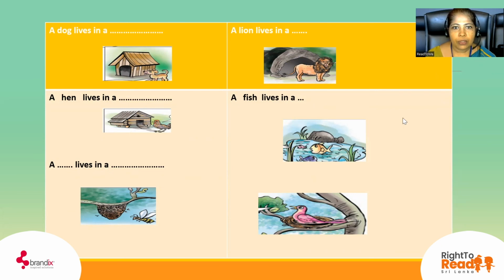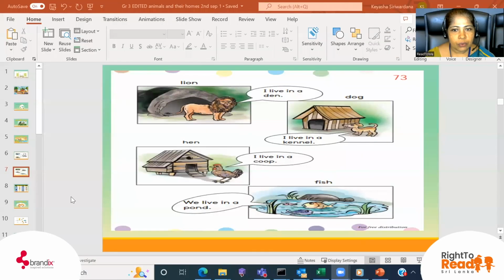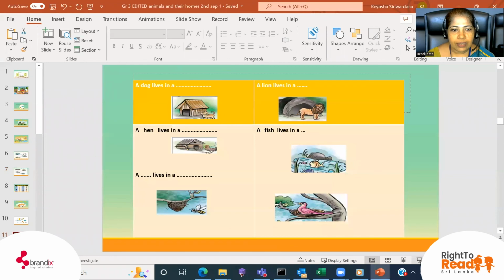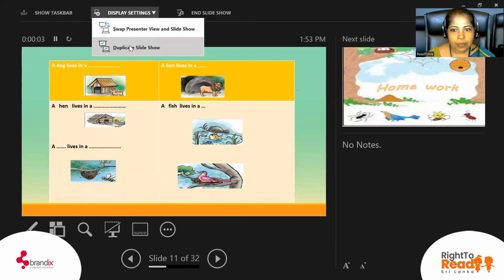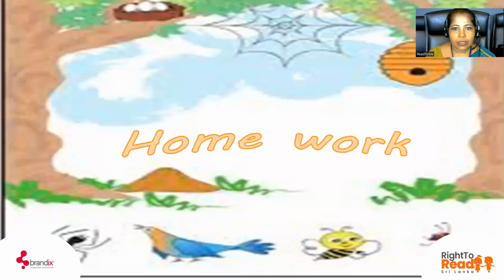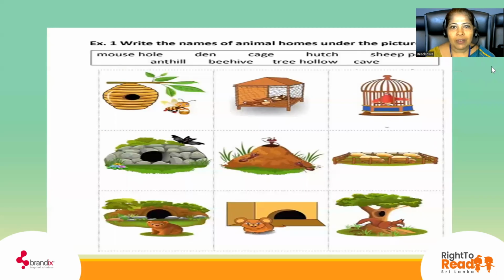So learn the words carefully and your spellings carefully. It's very important that you learn them carefully. To pronounce, to spell, very important. These activities are taken to help you out in your learning activities. So our next activity, what is it? Your homework. So let's see what you have to do there.